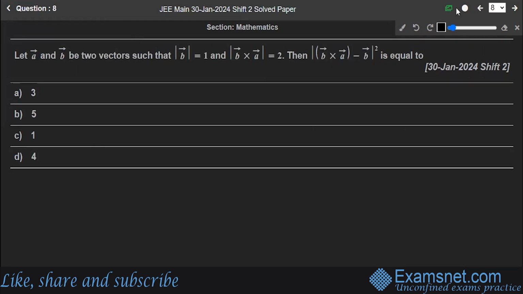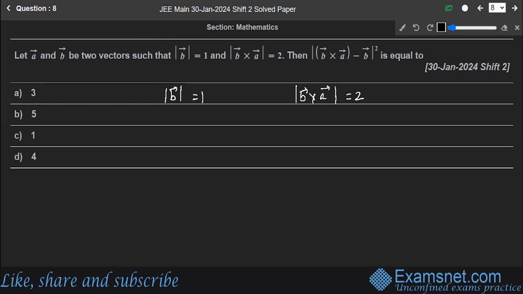Question number 8: let A and B be two vectors such that the magnitude of vector B is equal to 1 and the magnitude of the cross product of B and A is equal to 2. You have to find out the magnitude square of the cross product of B and A minus vector B. Okay, so very easy question actually. This is 1 and the magnitude of B cross A vector is equal to 2.